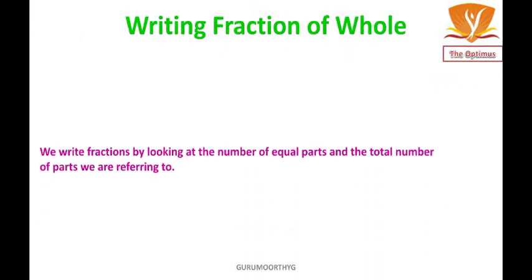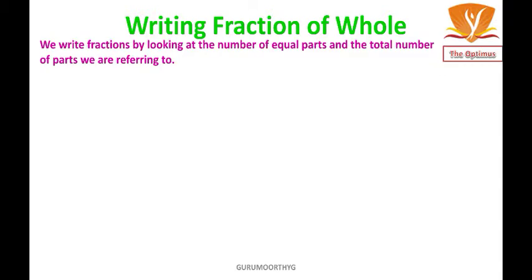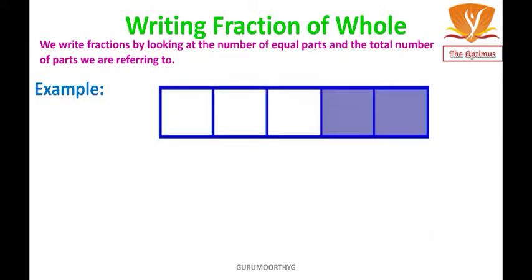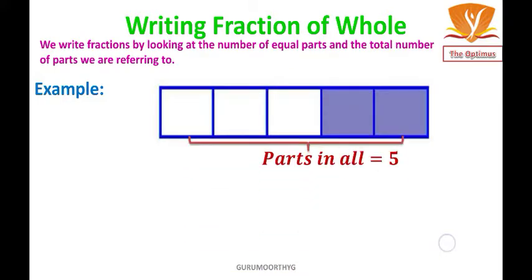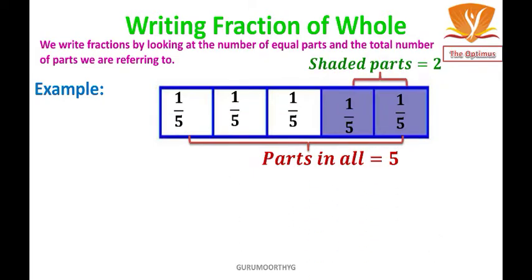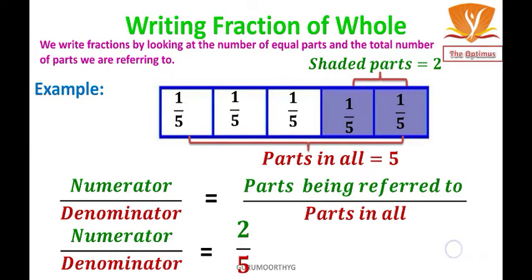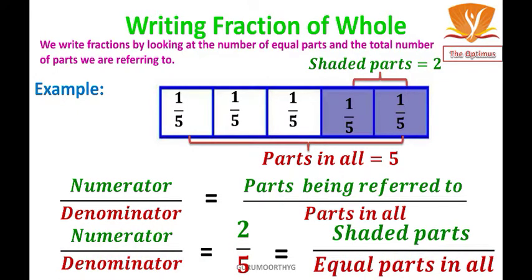Yes, we write a fraction by looking at the number of equal parts and the total number of parts we are referring to. Example, the rectangular shape is divided into 5 equal parts. The 2 parts of this rectangle are shaded. The total parts of the whole are 5. Each equal part of the whole shape is 1/5. Dear kids, this is the information I am going to represent in the form of numbers, that is, a fractional number.